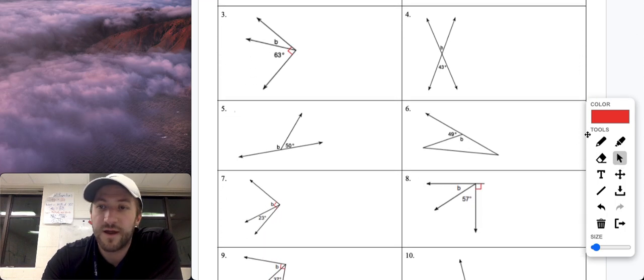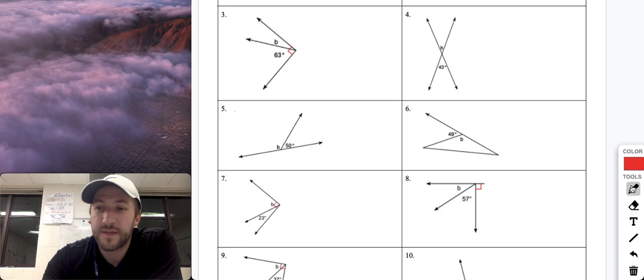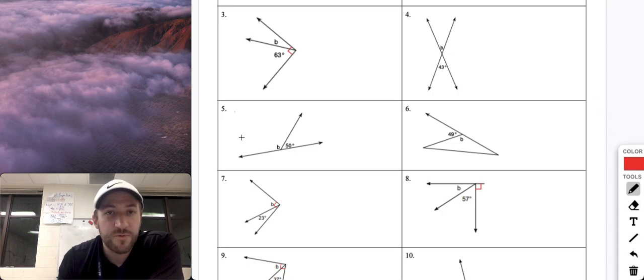Let's look at number 3 right here. Move that out of the way. All right, so number 3. It looks like we have a right angle, and we know because we have this red box right here. That tells us it's 90 degrees. So these are complementary angles. All right, we're dealing with the right angle here. So these have to be set equal to 90 degrees.